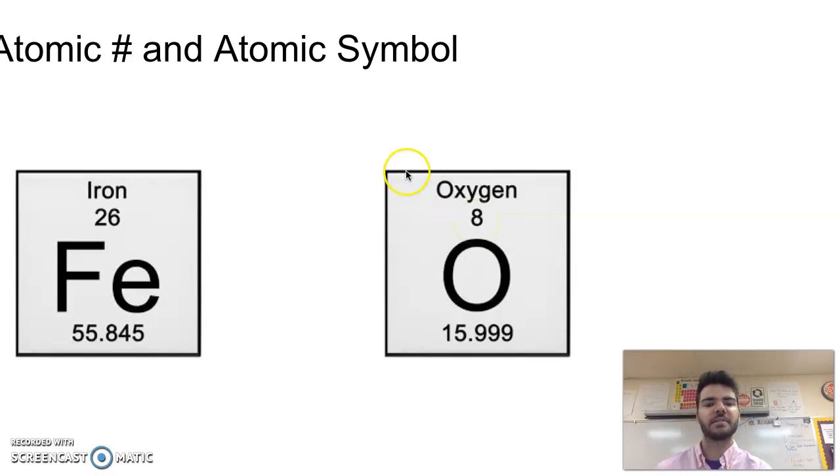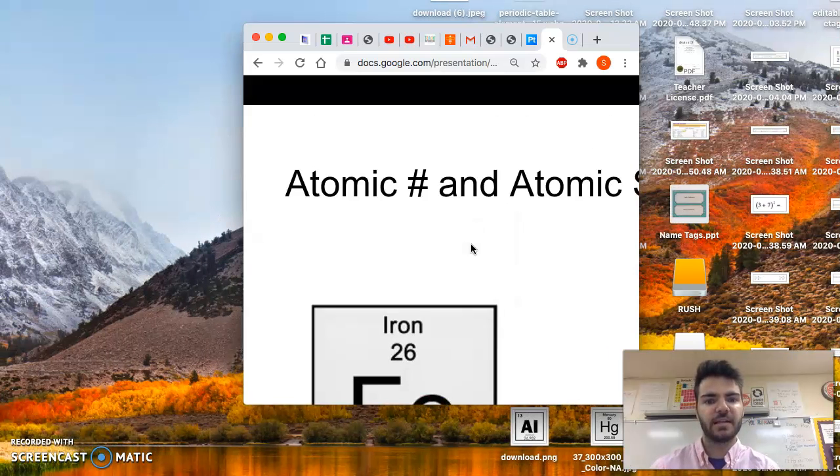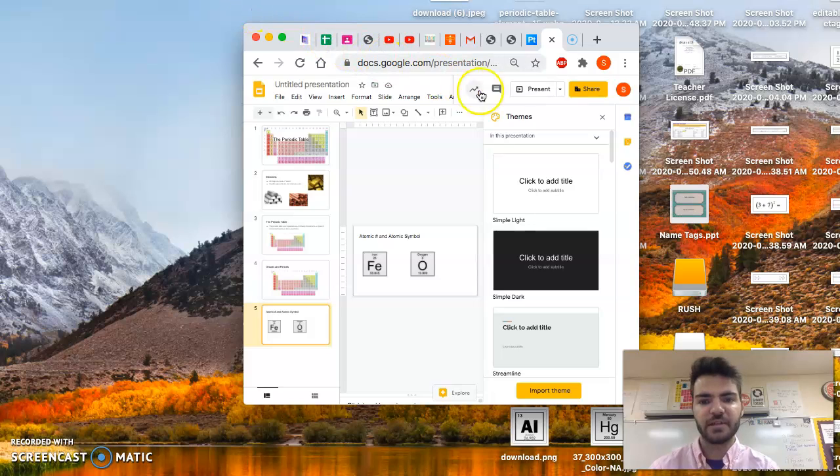And then the atomic symbol is just the abbreviation that we use in the center of each box. So iron is going to be Fe. That's its atomic symbol. And then oxygen's is just O. We just use the letter O for that atomic symbol. So those are just a few things that I wanted to use to get you guys started here.